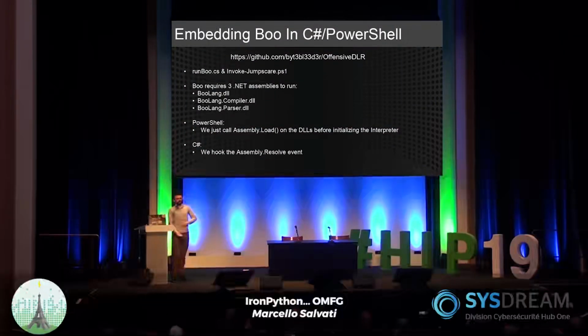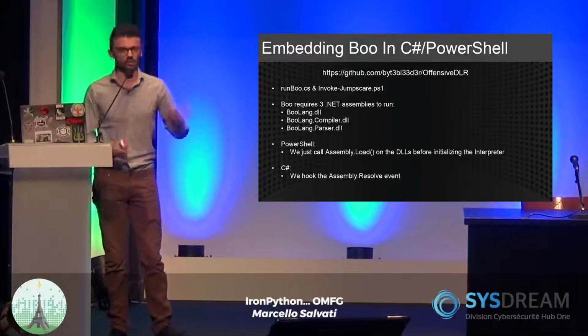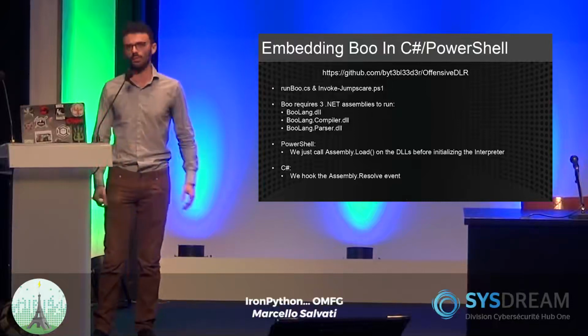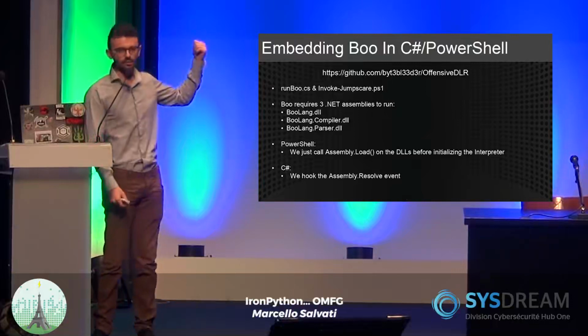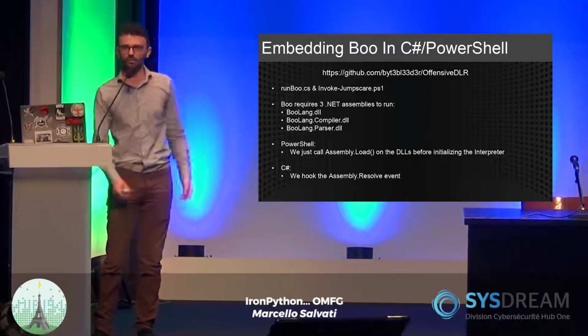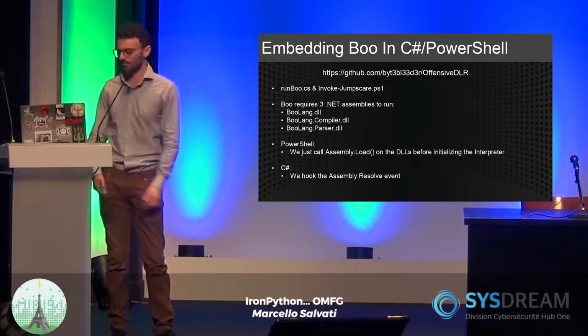All right, so I should have talked about this before I showed you that, but Boolang needs 3 .NET assemblies to run, and they're listed on top of there. On PowerShell, it's really easy to load them. In C#, you need to pull some of that event hooking that I was talking about before. And again, these examples that I just showed you are on the GitHub repo. There's a C# version of it and the PowerShell version of it if you're interested, so you can grab it off of that.